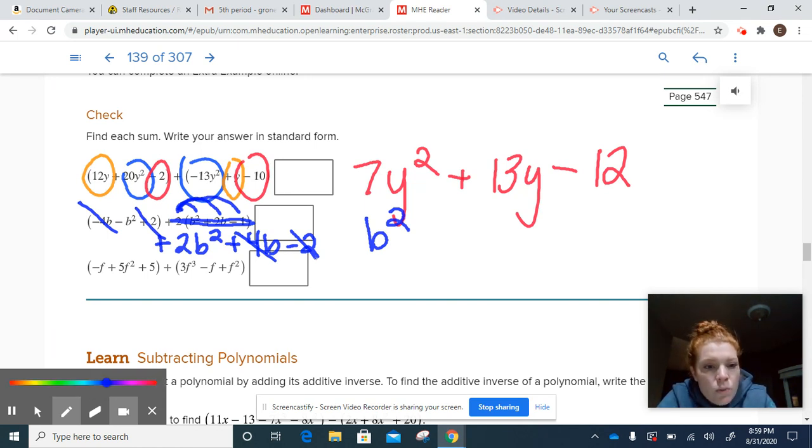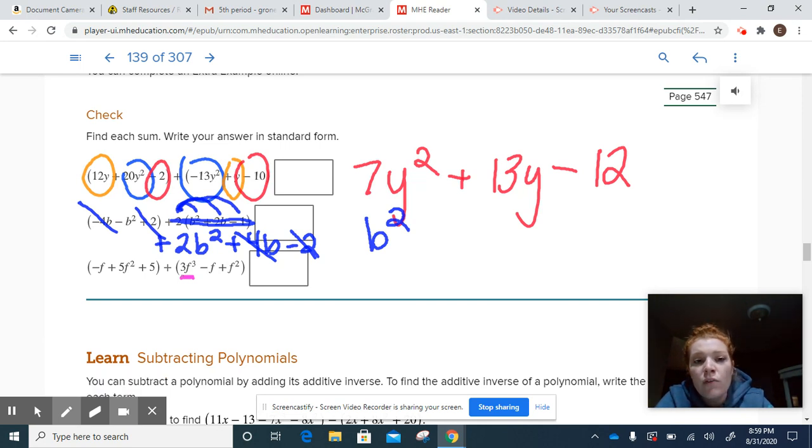Okay, on to this last one. Pick a different color here. This one doesn't have any funky stuff with it. It does have multiple powers with it. So I'm seeing this 3, and it does not have a common term. So it's the highest, and I'm going to put it first. It did not combine with anything.